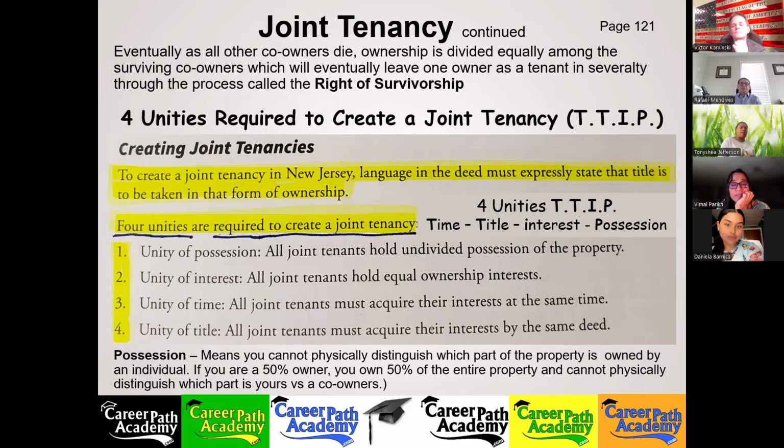The last one, possession, that's your note, right? It means you cannot physically distinguish which part is whose. Yes. You should write it down, right? Everybody good? Anybody still taking notes?